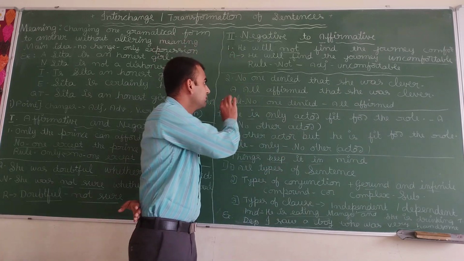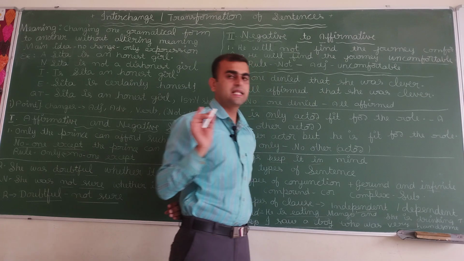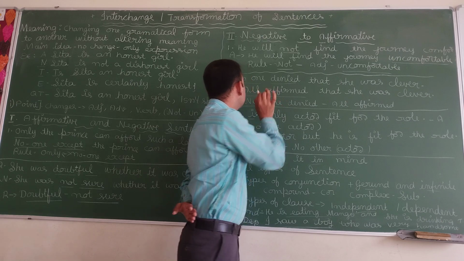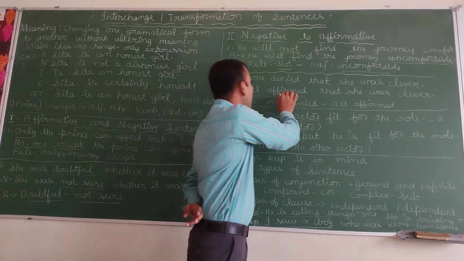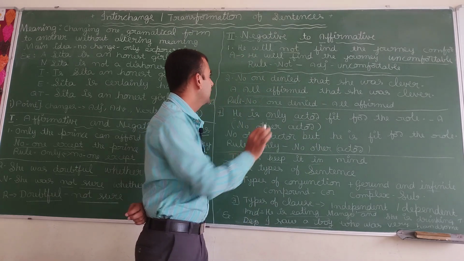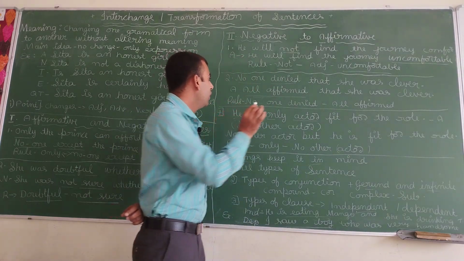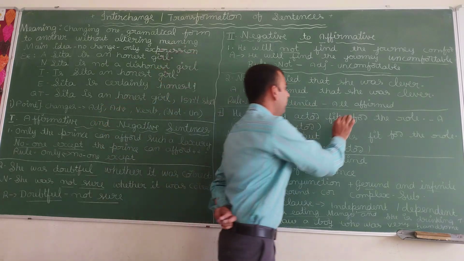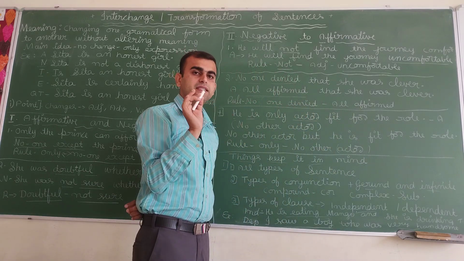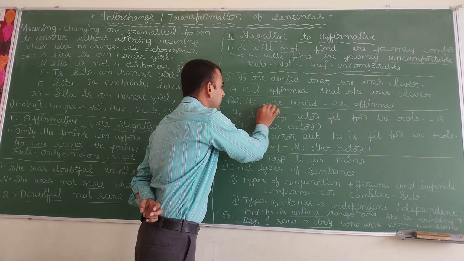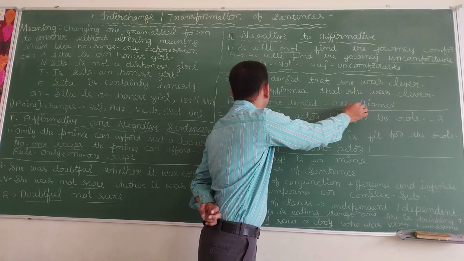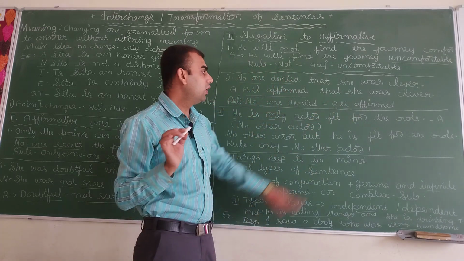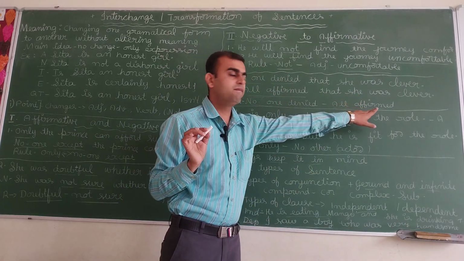A second one: no one denied that she was clever. When we change this particular sentence into affirmative, it will become: all affirm that she was clever. The rule is "no one denied" always changes into "all affirm". We made a change in the verb. When it goes into affirmative, we have to make "all affirm", adding the adverb "all" to the verb.